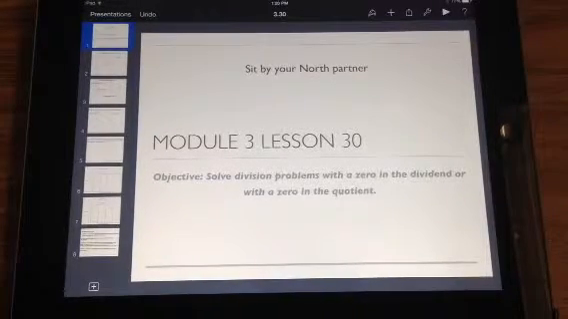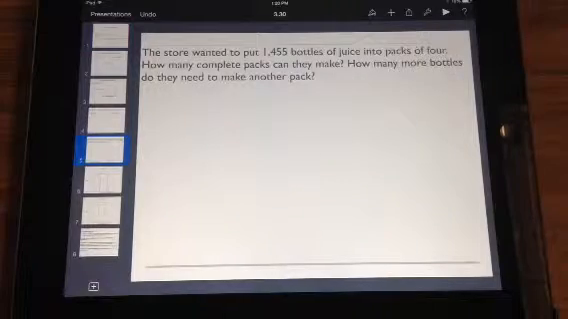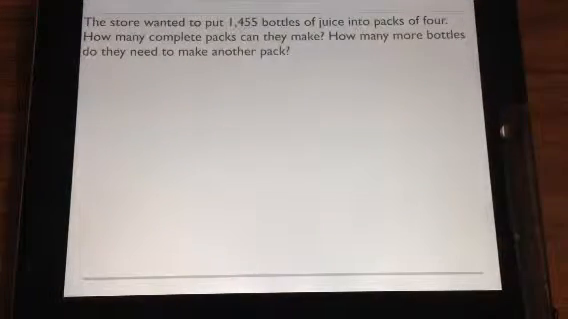All right, as you can see, we are working on Module 3, Lesson 30, and our objective is to solve division problems with a 0 in the dividend or a 0 in the quotient. We're going to start off with a word problem, just a little bit of refresher. And for the word problem, of course, we use the RDW process: Read, Draw, Write. Let's read it first.